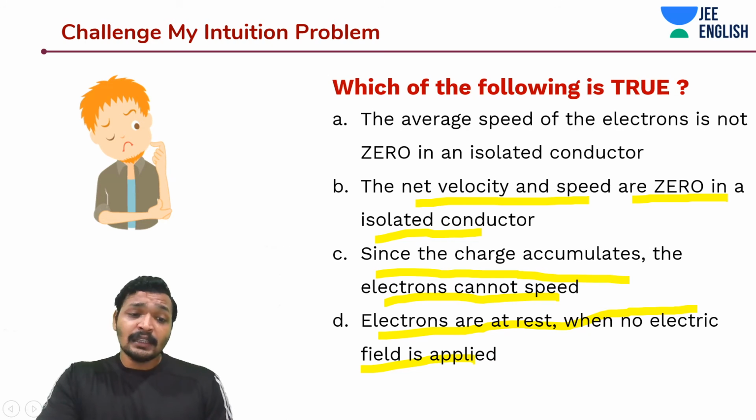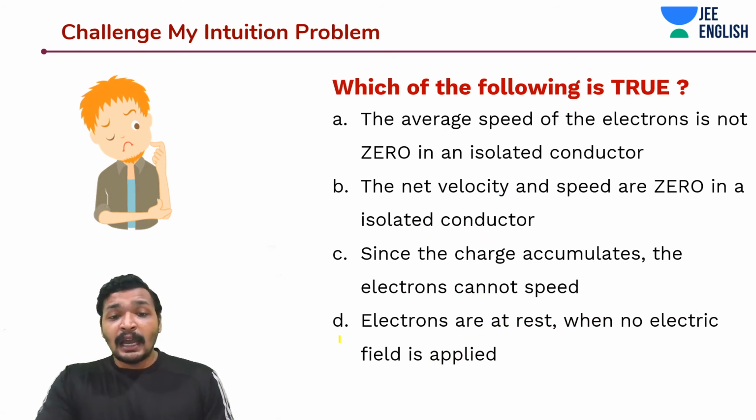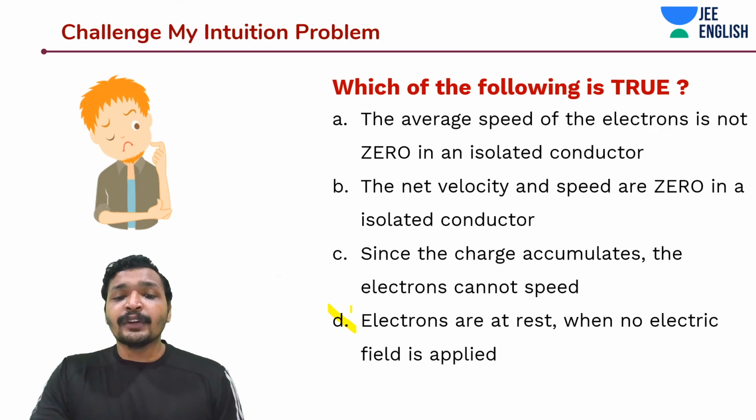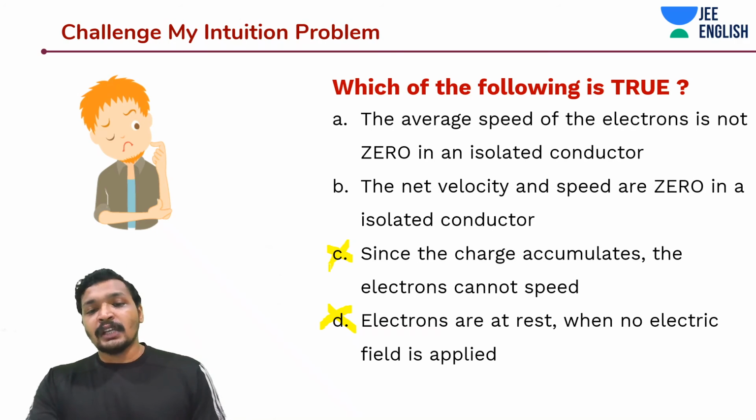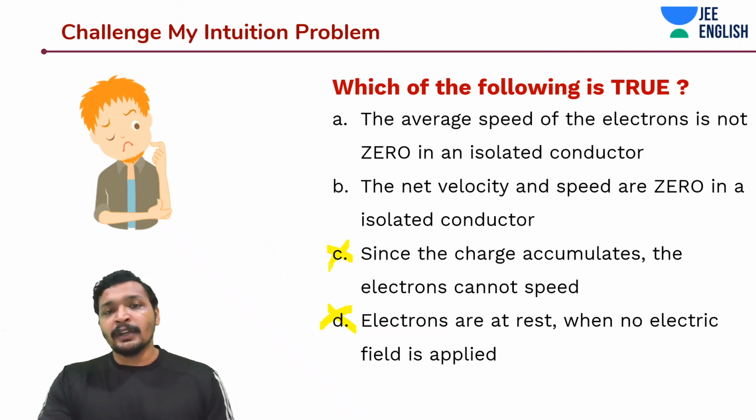Is this true, guys? Is it true that electrons are at rest? Electrons are not at absolute rest. So this is false. Since the charges accumulate, the electrons cannot speed up, which is false as well, because electrons are moving. When we are talking about the thermal properties of electrons, the electrons are moving, be it accumulated or not accumulated, because after a certain point of accumulation, there are still free electrons which are not bound by the electric field. Even then, they are moving.